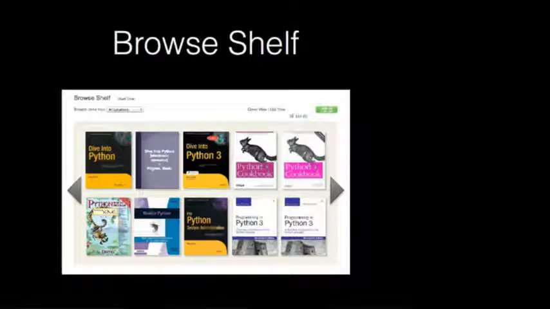So here's a picture of the browse shelf feature in the catalog. Currently this is one of the main ways that a user can browse related items from a starting point in the library catalog. Here I'm looking at books related to this Dive into Python 3 book. A lot of related books show up because this is how libraries organize their items on the shelf.